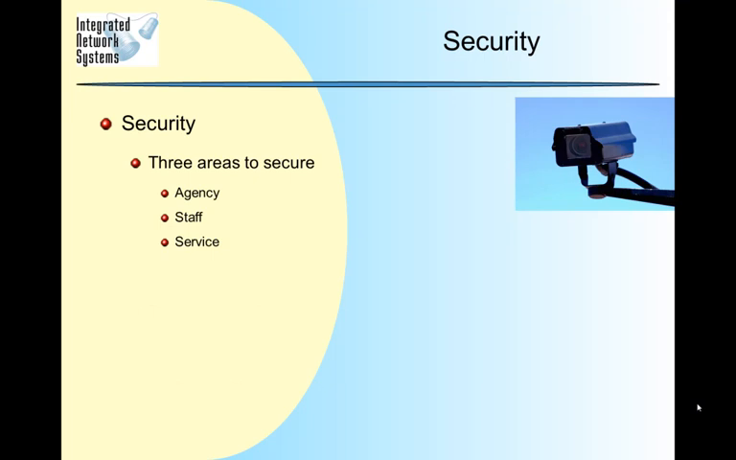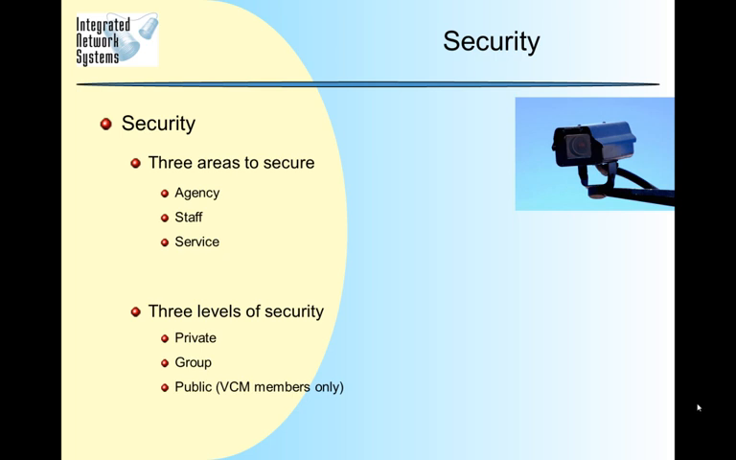There are 3 levels of security: private, which makes it private to just your agency; group, which allows you to share with a group of agencies that you've agreed to collaborate with; and public, which is any agency within the Virtual Case Manager environment.